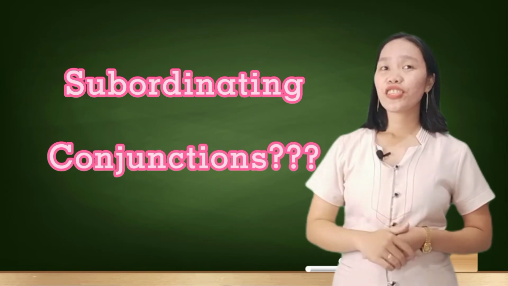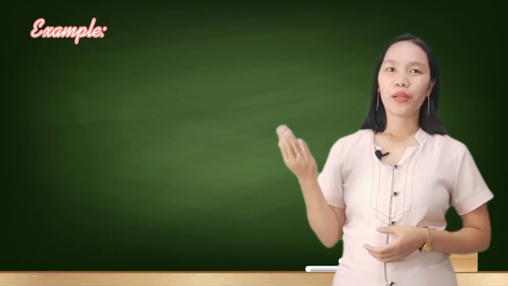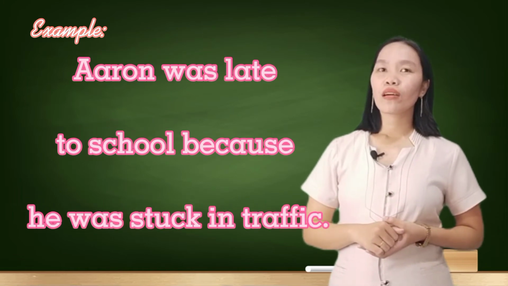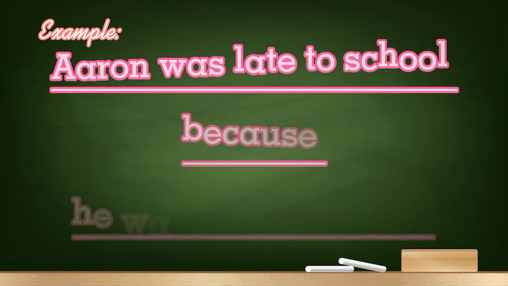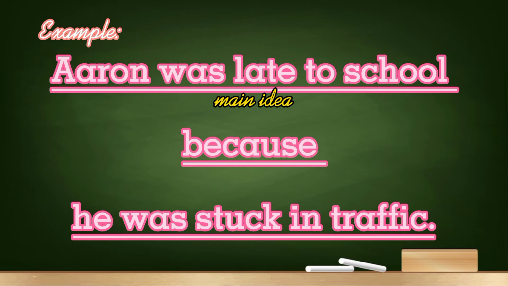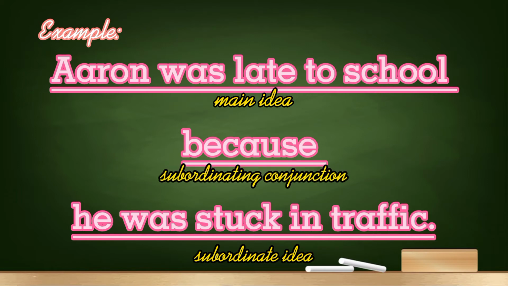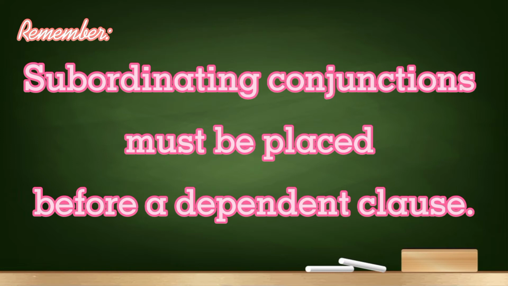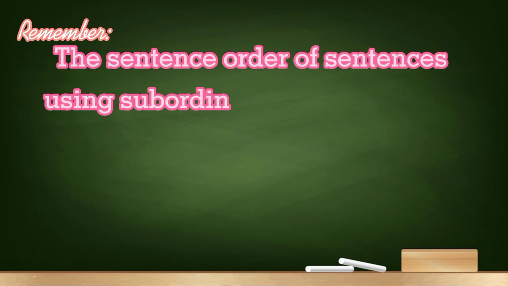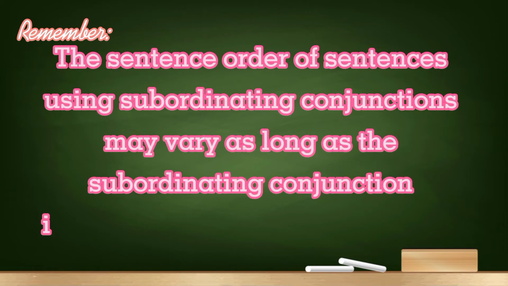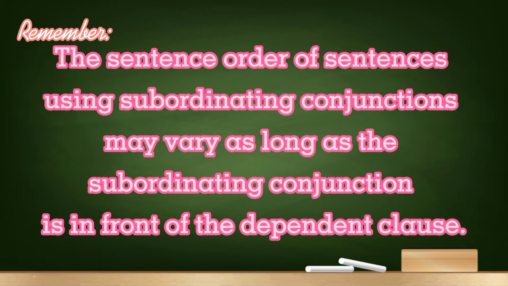Do subordinating conjunctions confuse you? Let's have an example. Aaron was late to school because he was stuck in traffic. In this sentence, we have two ideas. However, it focuses on Aaron being late to school. The second idea just explained why he was late to school. This is the independent clause. The subordinating conjunction that was used is because, and it is now part of the dependent clause, therefore, it cannot stand alone. A subordinating conjunction must be placed before a dependent clause. The order of sentences using subordinating conjunctions may vary as long as the subordinating conjunction is in front of the dependent clause.